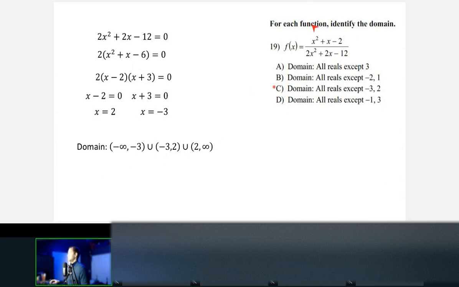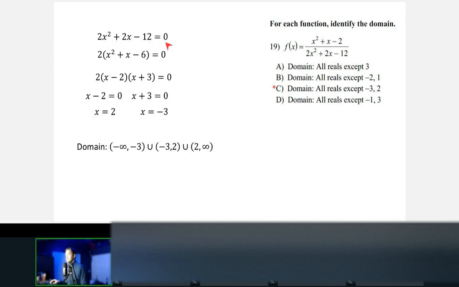Okay, so for each function, identify the domain. Remember how we talked about in Unit 1, how your domain is derived from your VAs and your holes. Now, if you still have that, I made you a cheat sheet, and I had it on one of the lessons that hopefully you wrote it down or snipped the page. But to find your VAs, we set the bottom, the denominator, equal to 0, and we solve. So again, your domain is derived from your VAs and your holes. So we're going to set the bottom equal to 0, and then we solve.